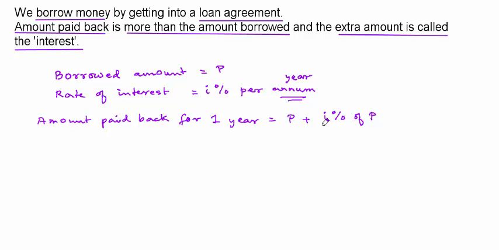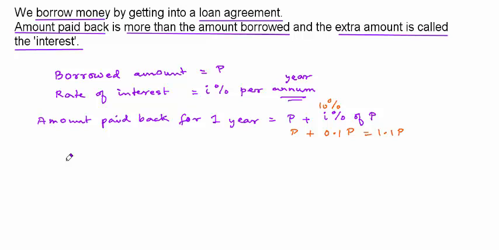If the rate of interest is given as a percent, we need to change it to a decimal by dividing by 100. So if this is given to be 10%, say for example, the amount to be paid back after 1 year is going to be P plus 10% of P, and 10% means 0.1. So that is going to be P plus 0.1 P, which is 1.1 P. That's how it works.